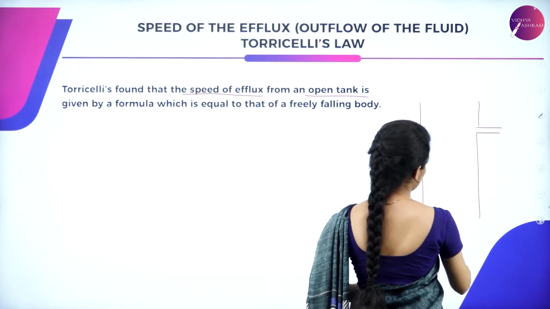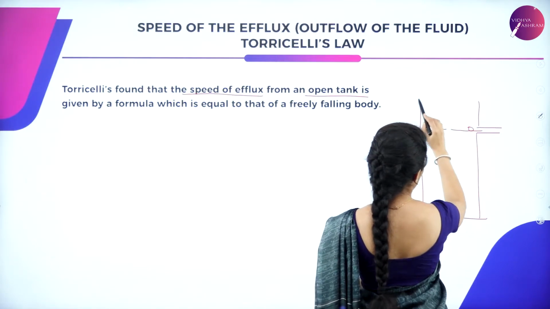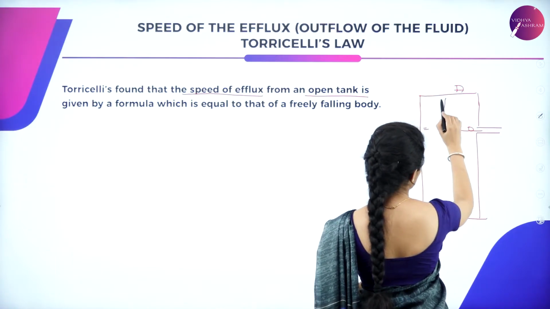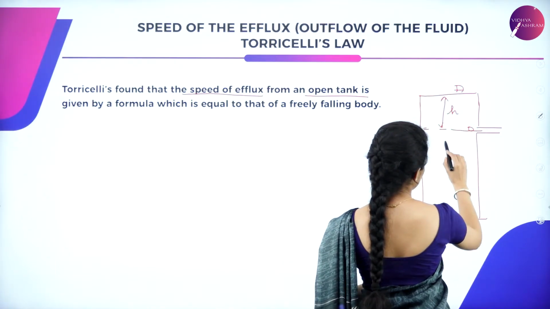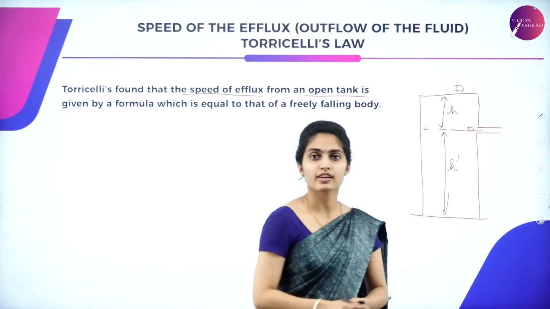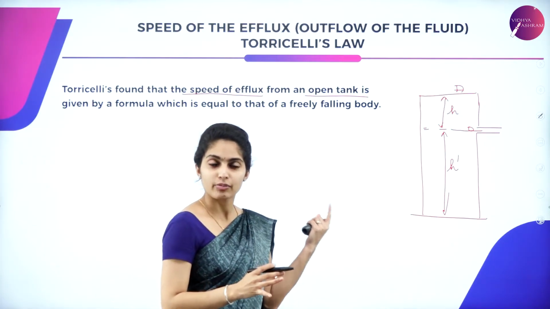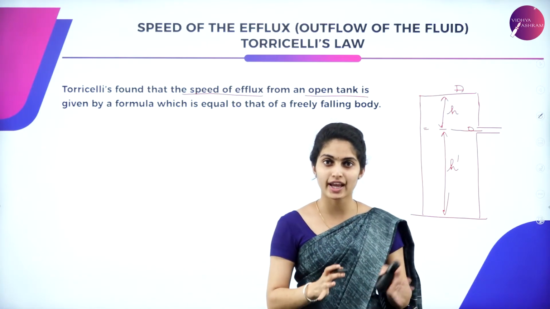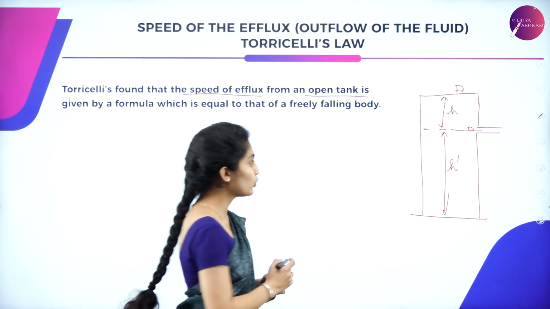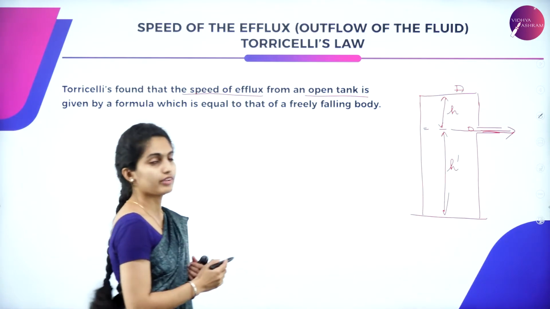This is a tank which has an opening at O and the surface is A. From this surface to this end it has height h, and the rest of the height from the ground is h dash. So consider a tank which is open at point O, and from A to O it has the height h, and from O to the ground it has the height h dash. The outward flow of the water is taken from the position where the tank is open.